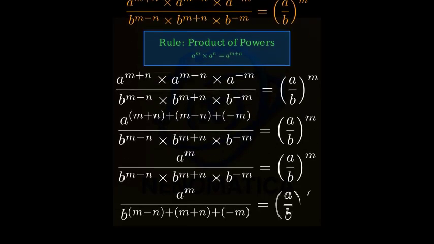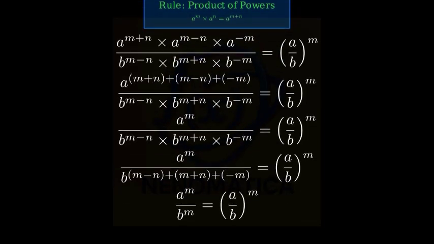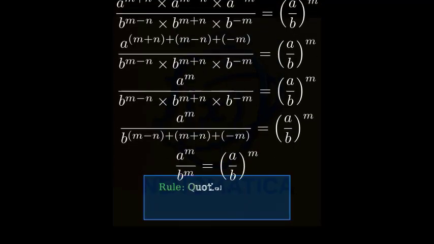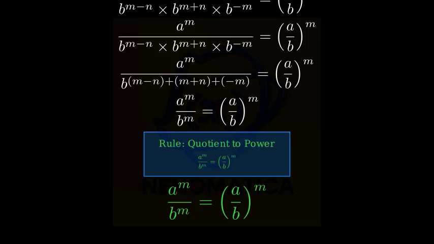Now, let's apply the same approach to the denominator. We'll add the exponents m minus n plus negative m. Let's simplify the expression in the denominator. First, we group m plus m, which gives us 2m. Then we have minus n plus n, which equals 0. Finally, we add negative m, giving us 2m minus m, which equals m. Now our expression has simplified to a to the power m over b to the power m. Using the property of quotient with same exponent, we can rewrite this as a over b raised to the power m.